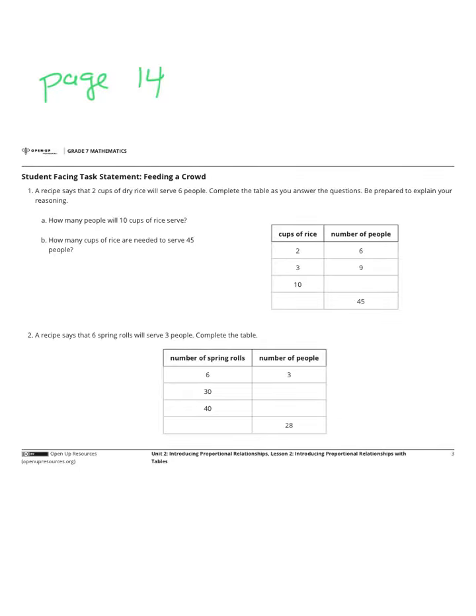Now we're going to talk about this idea of feeding a crowd. It says, a recipe says that 2 cups of dry rice will serve 6 people. Complete the table as you answer the questions. We've been doing these ratio tables, these T-charts, all along. I want you to do as much of this as you can. So for question 1 and question 2, fill out the values in that table. What do you notice about going from one side of that table to the other? Can you fill out those values? I think you can, because we've been working this all year long. So pause for a minute and fill out both of those tables.